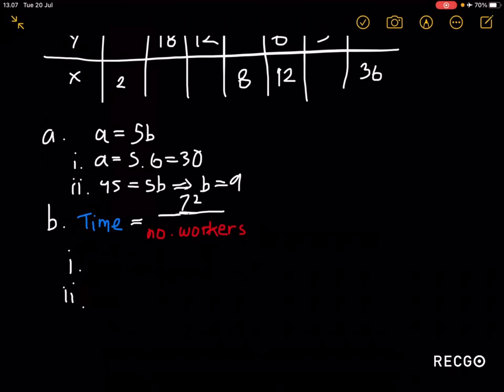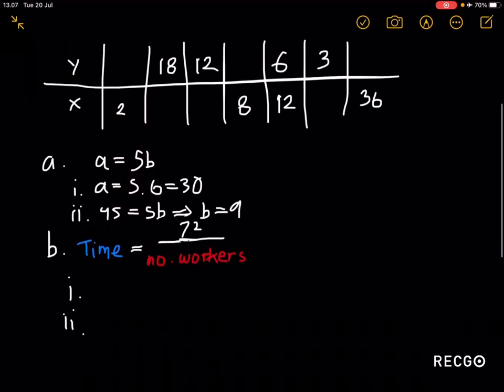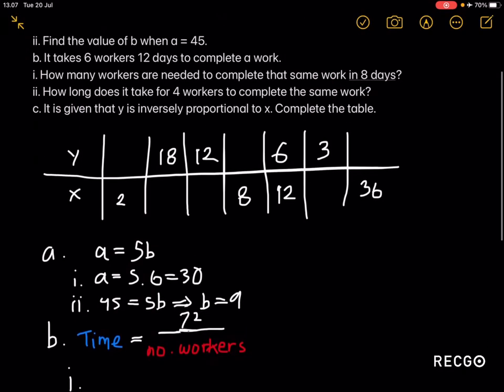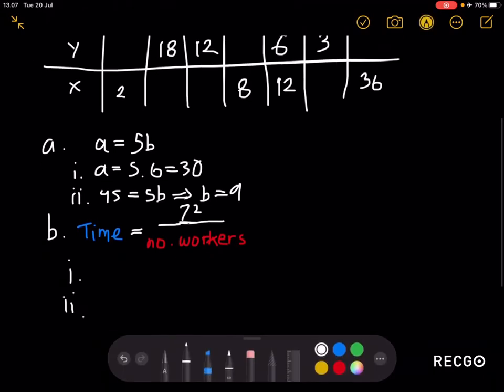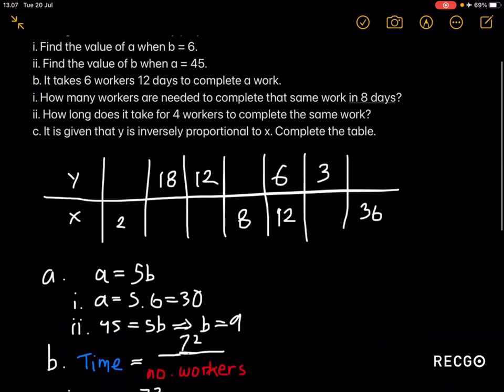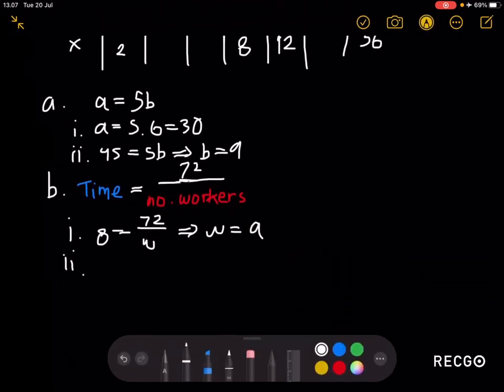With this, it is left to substitute a variable to solve for the other one. So for part 1, we can substitute our time being 8 days, so that will be 8 is equal to 72 over our number of workers. I'll just mark that as W. So that leaves W being equal to 9. And for part 2, we can substitute our number of workers being 4. I'll just denote the time as T. So that will be 72 over 4, or 18 days.